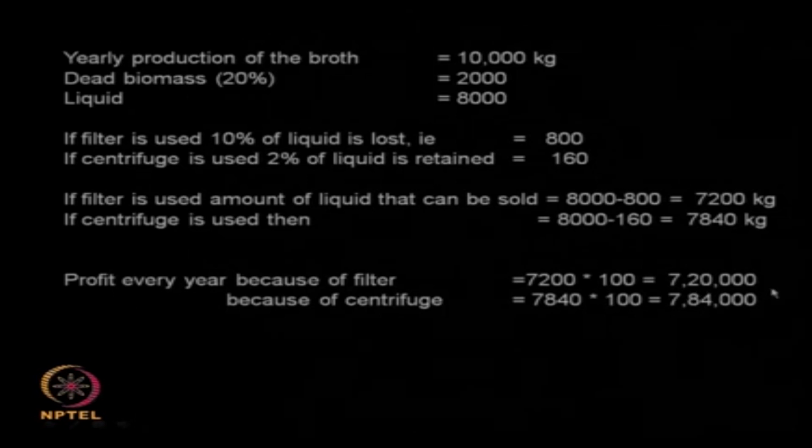So you see the profit every year because of a filter is 7,20,000, and if it is a centrifuge I make 7,84,000. So every year, year 1 I will make the profit, year 2 the same profit, year 3 the same profit, year 4 also the same profit, but then I will have maintenance cost for centrifuge and for filter every year, year 1, year 2, year 3, year 4. But in year 0 I have bought the centrifuge at 1.5 lakhs and the filter for 1 lakh. So we bring all these together and make the large discounted cash flow table.